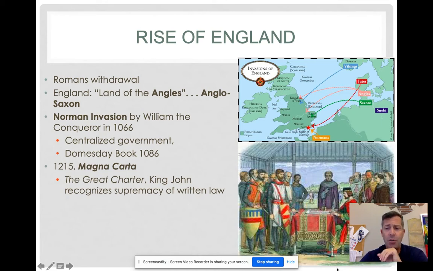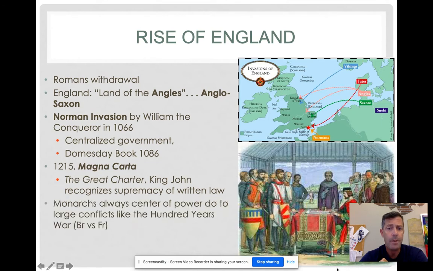King John was taken to a field, put a sword to his head, and basically said, "You must sign this. You must abdicate some of your authority to the lords. You are not an absolute monarch."